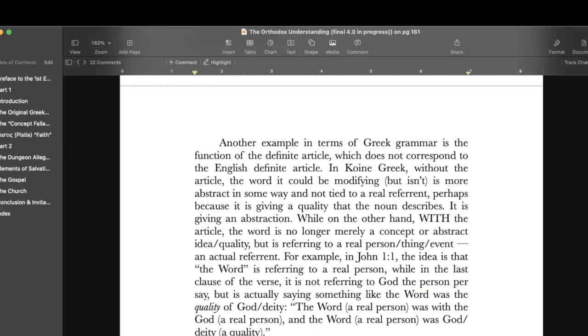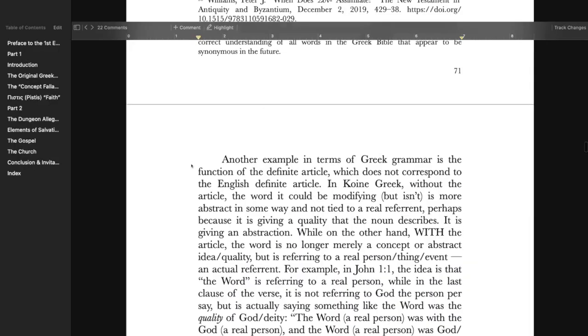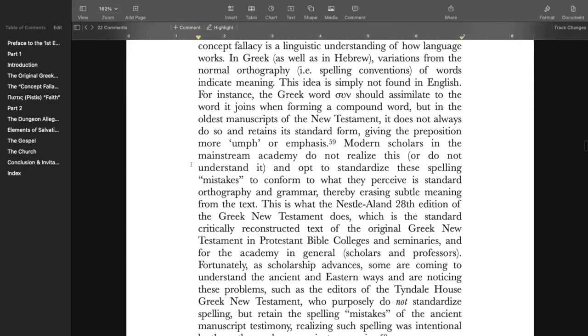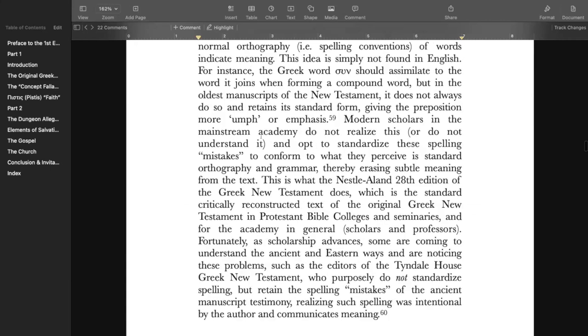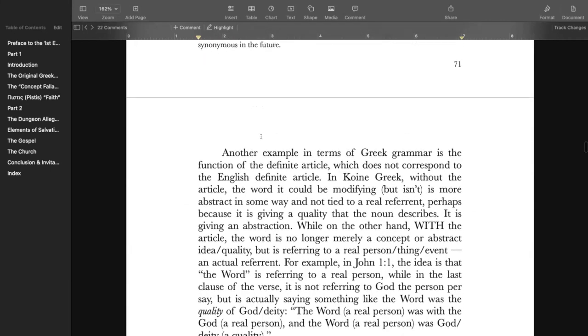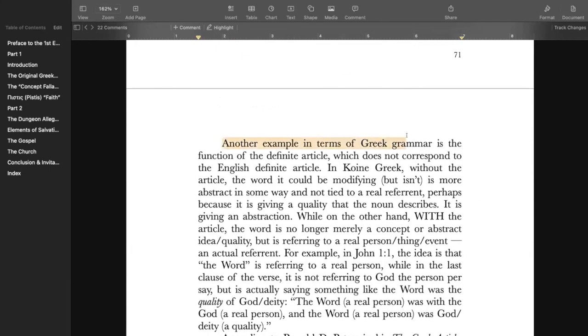So let me share my screen again and I'll show you what I added. And I think that I've simplified it so it's easier to understand a bit in our book. Okay. So this is in the concept fallacy section. This is after we talk about the main gist of the concept fallacy and the problems relating to it. So I say another example in terms of Greek grammar.